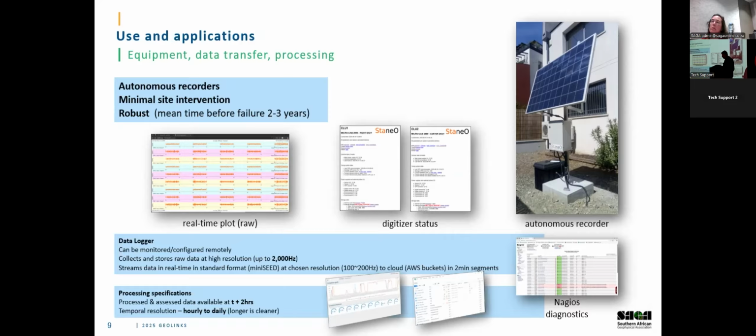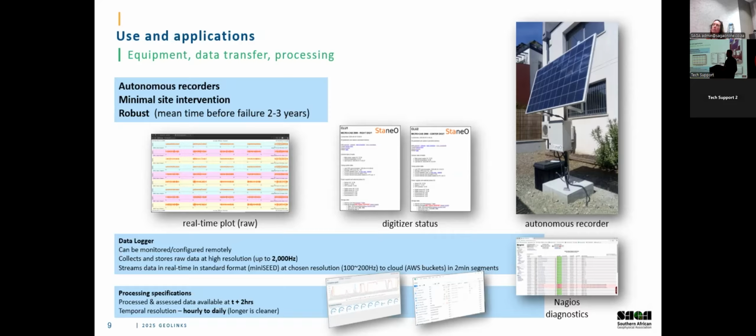Sorry, the word escaped me, but it's a secure transfer, and we're currently sending 2-minute segments encrypted. Here we go. All right, so we have a processing that's pretty much automated, and the data, once it hits the processing server, will give you results within 2 hours. And we can make those calculations hourly or daily in terms of time steps.